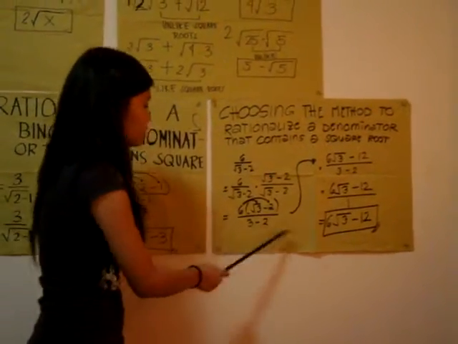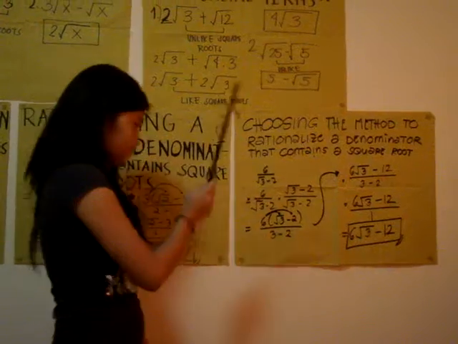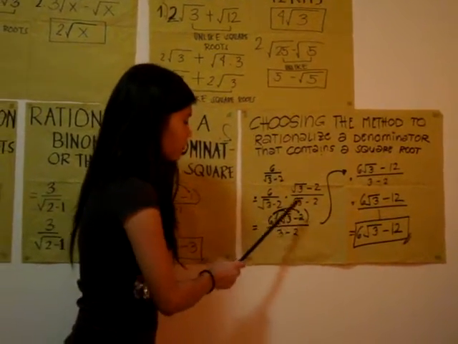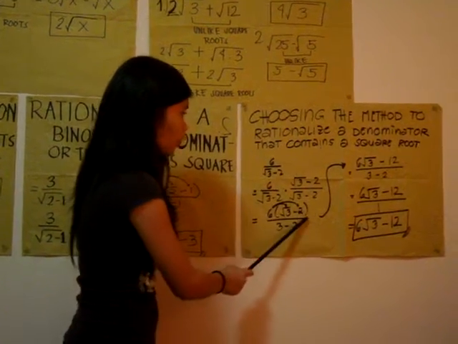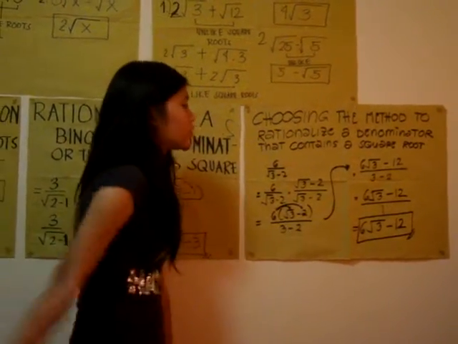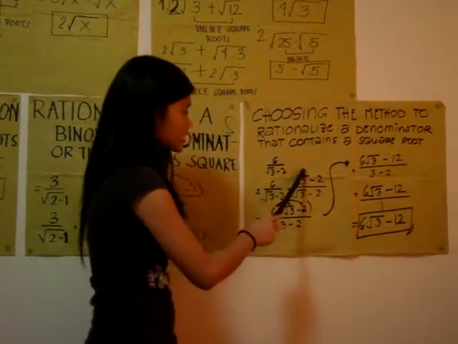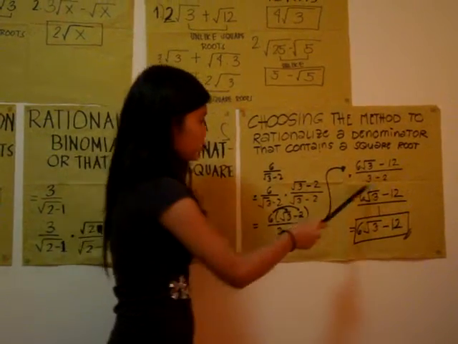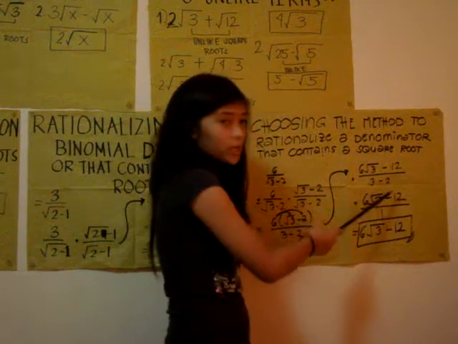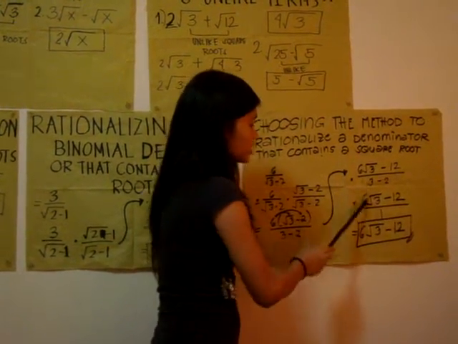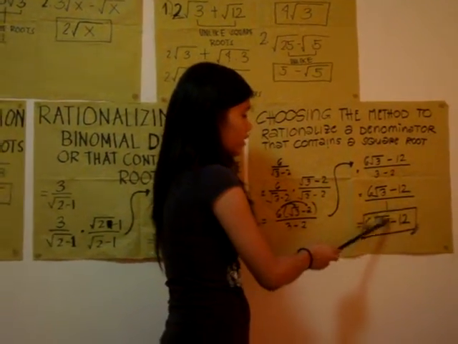So we need to distribute as what we did here. So 6 times square root of 3 equals 6 square root of 3. 6 times 2 equals 12. And then, again, we cancel the radical sign, so we got 3 minus 2. So 3 minus 2 is equal to 1 because we subtracted it. So the answer is 6 square root of 3 minus 12.